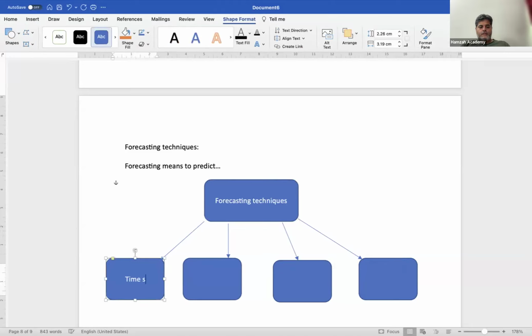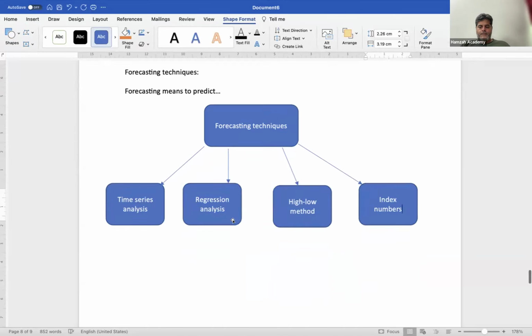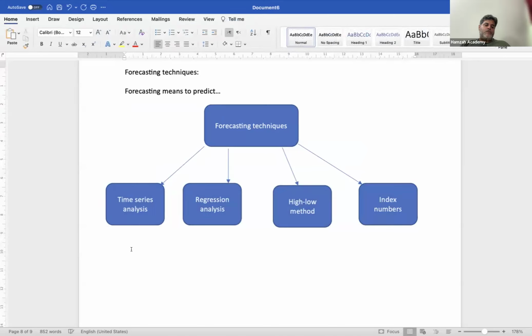In this, we have time series analysis. We have regression analysis. We have high-low method. And then we have index numbers, right? And overall speaking, if we talk about why do we need to have the forecasting techniques over here, so the answer to this is simple.